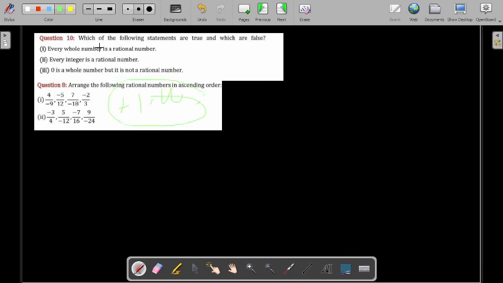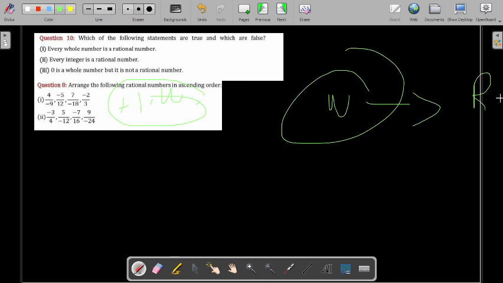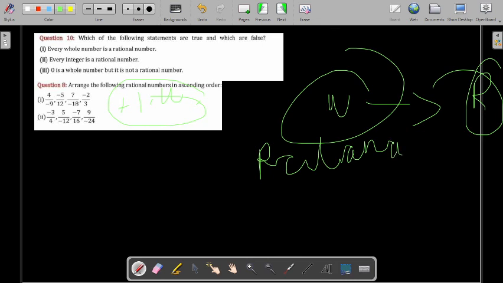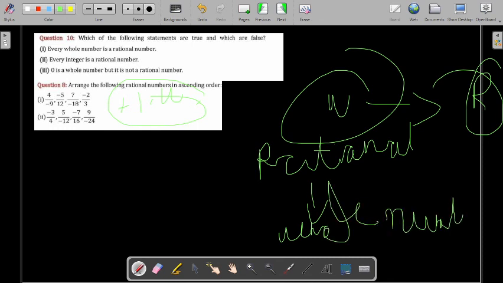Okay, see, true or false. Every whole number is a rational number. Every whole number is a rational number. This is a false one. Why? Because I will tell you. Whole number comes under rational number. Okay, understand? So it will be false.